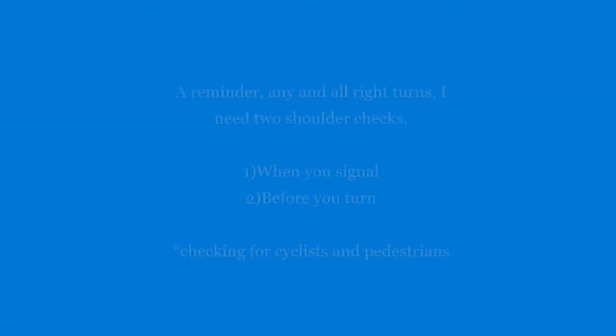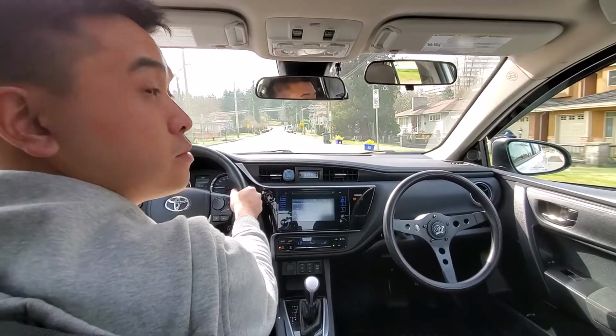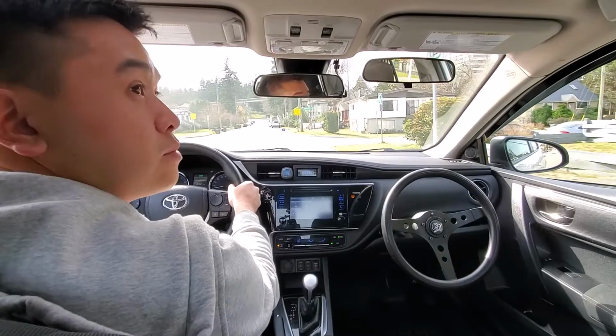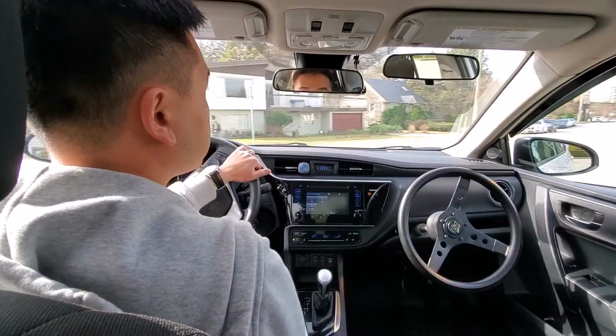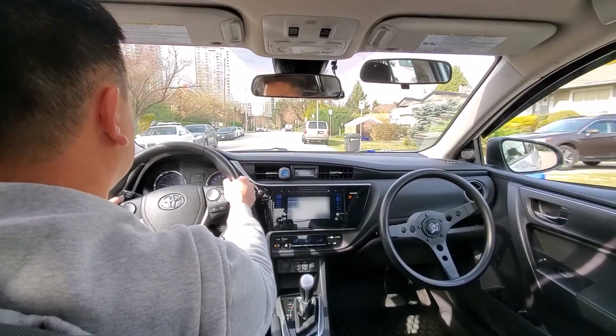Up ahead there, we turn right, and a reminder, any and all right turns, I want 2 shoulder checks. The first one is when you signal, the second one is before you turn, and you're checking for cyclists as well as pedestrians. That's the first shoulder check. Slowing down, second shoulder check, hand over hand steering, letting the wheel spin back.